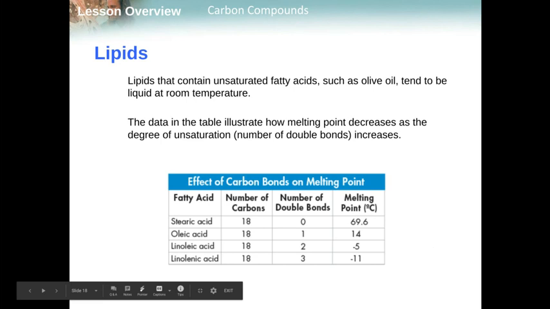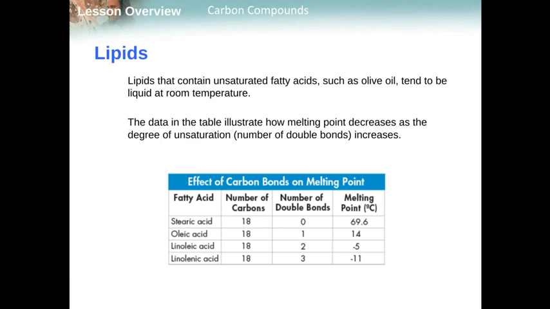So I'm going to ask a question real quick. Do you think that olive oil that we see right here has more or less double bonds than oleic acid? So the melting point of 14 degrees Celsius, that's going to be about 50 degrees Fahrenheit. So post in the comments below and let me know what you think the answer might be.